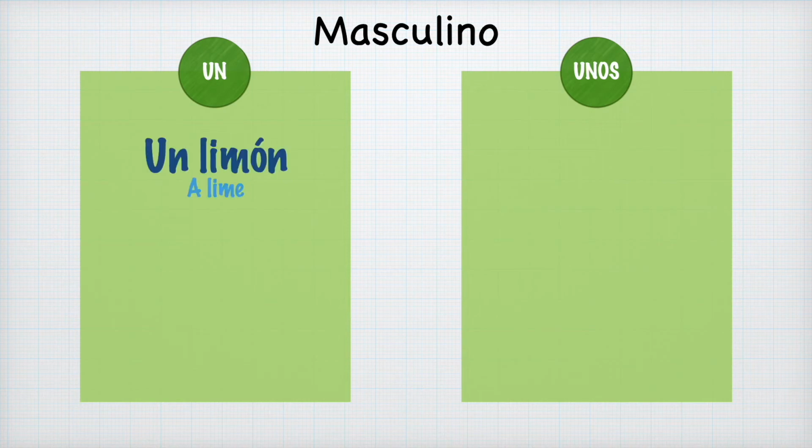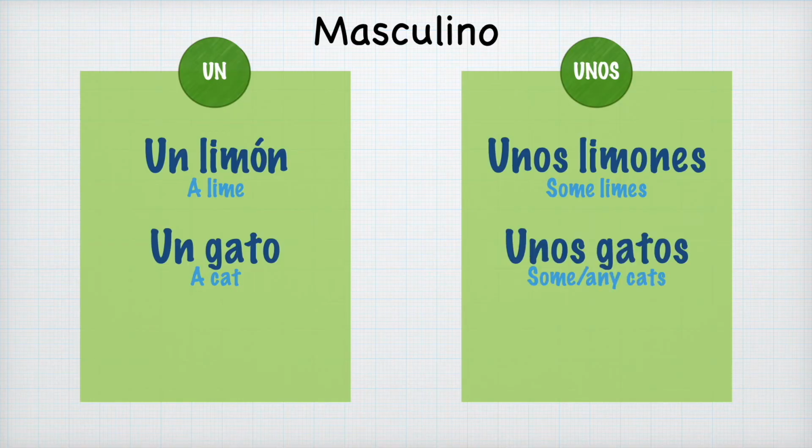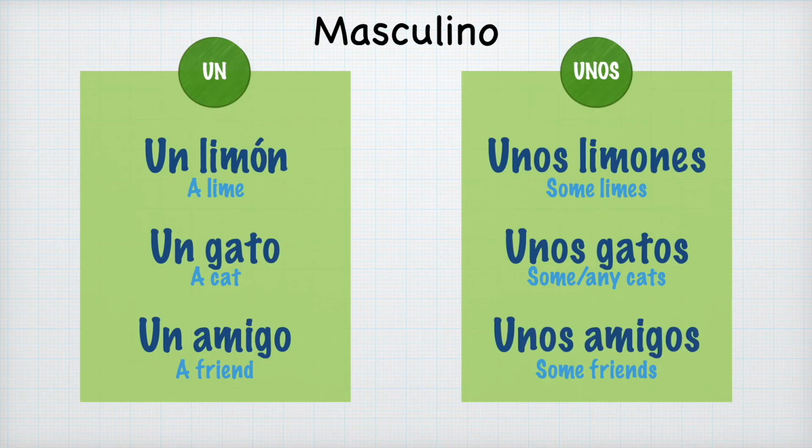For example, un limón, a lime. The plural would be unos limones, some limes. Un gato, a cat. Unos gatos, some or any cats. Un amigo, a friend. Unos amigos, some friends.